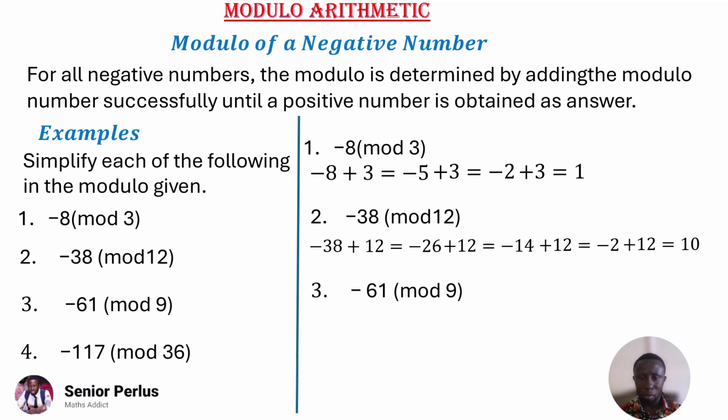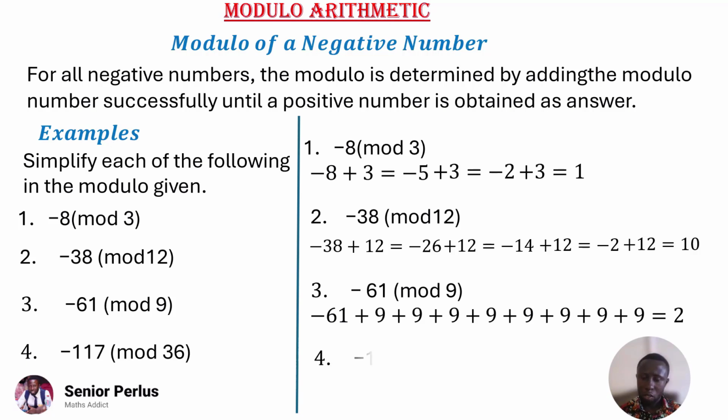Negative 61 mod 9. You add until you get a positive number. Try this for me. And your answer is 2. Negative 61 mod 9 is 2. That's modulo of a negative number.